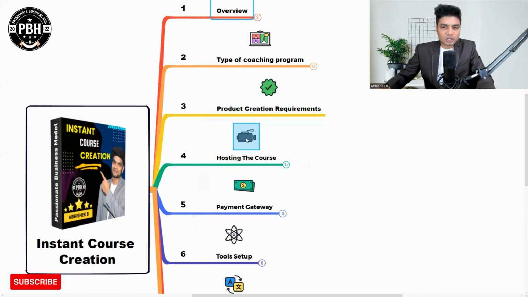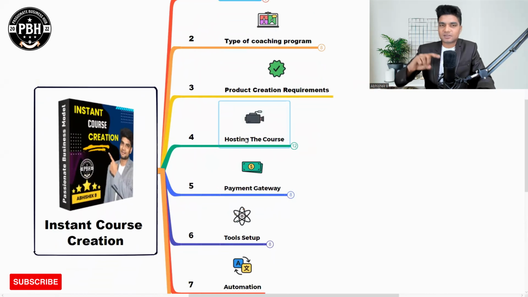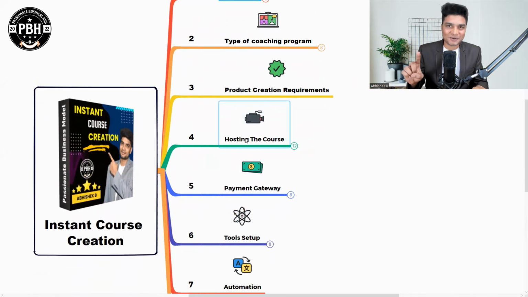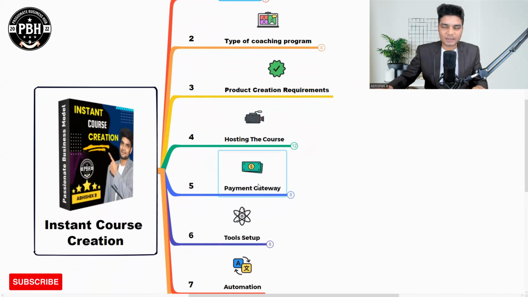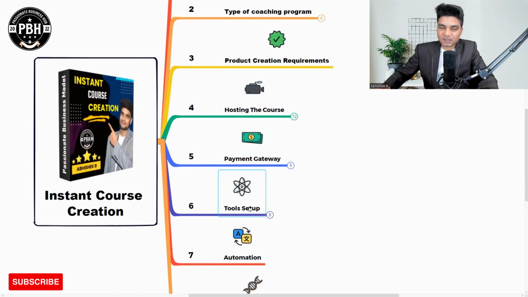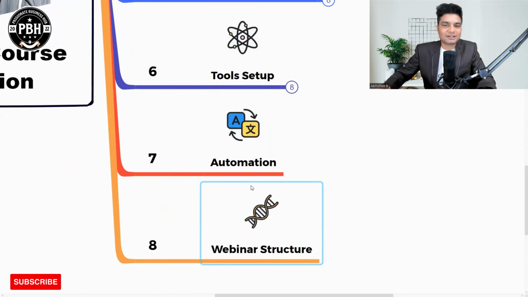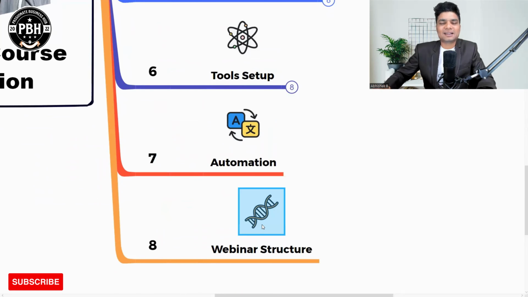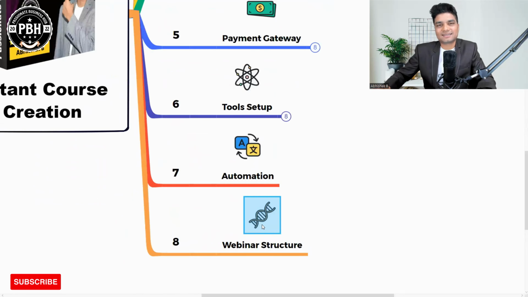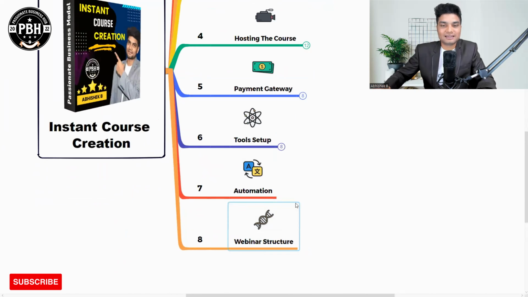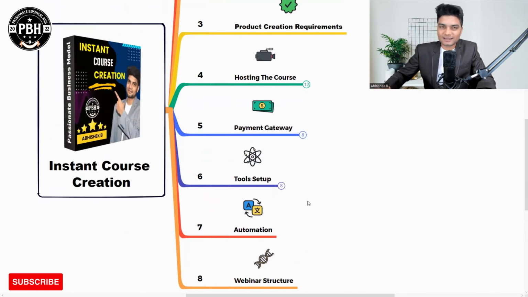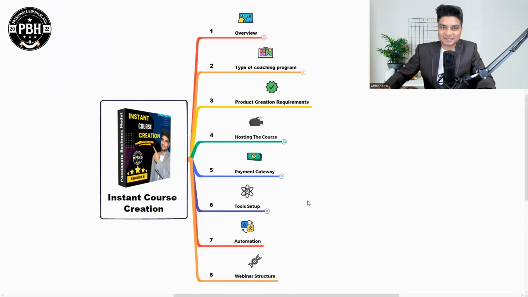The fourth important topic is hosting the course, like what are the different types of hosting platforms available in the market to host your online course which you recorded on your own niche. The fifth is the payment gateway to collect the payments and sell your course, and the sixth is the tool setup. The seventh is the automation to collect the leads and save their data, and the eighth and last is the webinar structure, that is how to sell the online course in the webinar. These are the 8 important pillars of instant course creation.